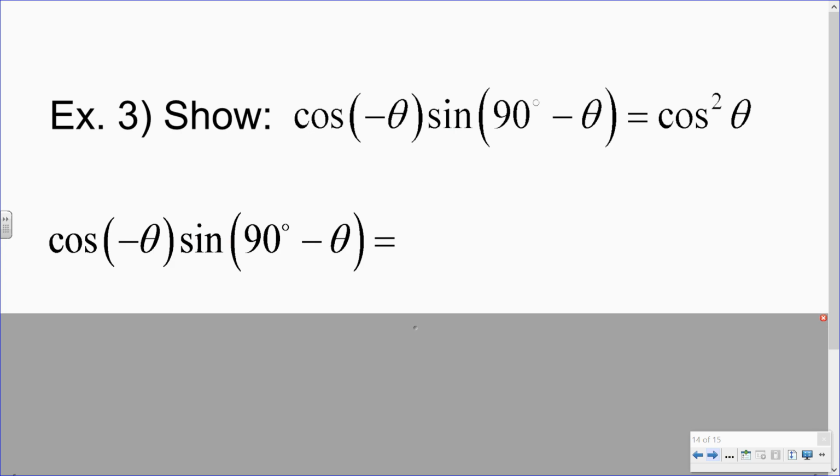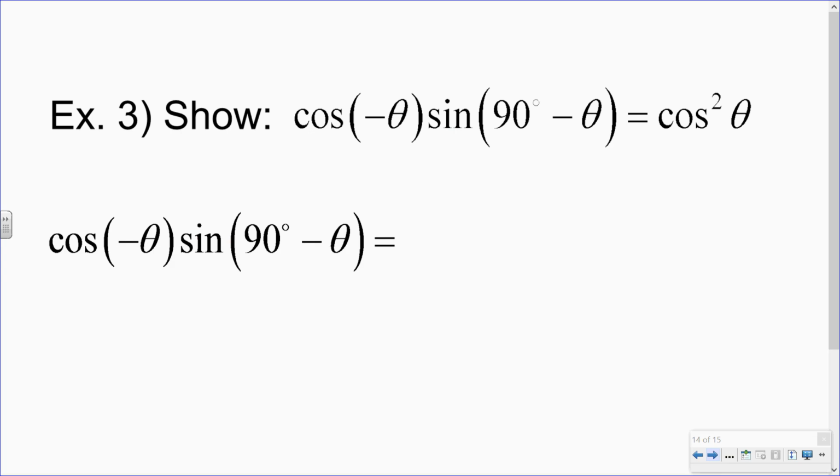So we copy the whole left side down exactly like it is. Cosine of minus theta times the sine of 90 minus theta. Now we have to use our even and odd stuff and our co-trig function stuff in this proof. So let's see, cosine. That graph said opposite x's had the same y's. So if we change minus theta to theta, do I need a minus sign? No, that was the even one. It does not need the minus sign.